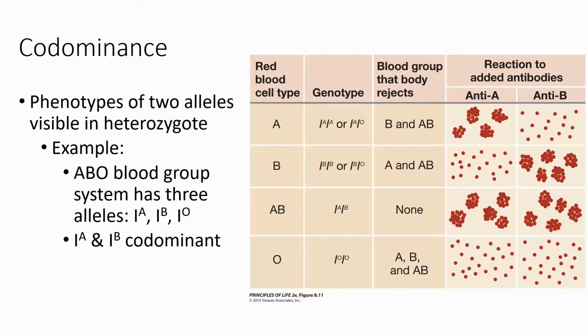Codominance is when you have a couple of alleles that cover up another allele, so there's going to be a recessive, and then when you have those codominant alleles, they both show up in the phenotype. So you're going to be able to see them both.